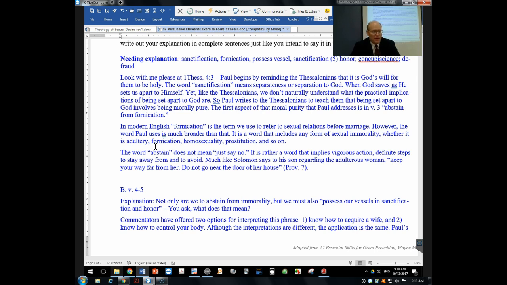So, what Paul is saying to the Thessalonians probably came as something of a shock to them. They were used to the holy women in the temple being prostitutes, and that holiness and sexual activity went hand in hand. And here Paul is saying, no, in fact, being set apart to God, being a temple of the Holy Spirit, means you do not engage in sexual immorality.